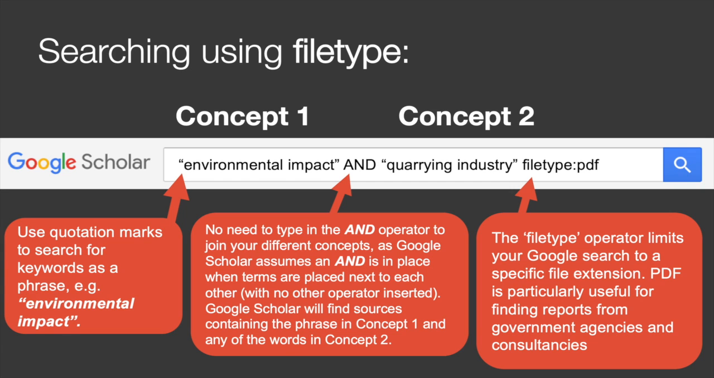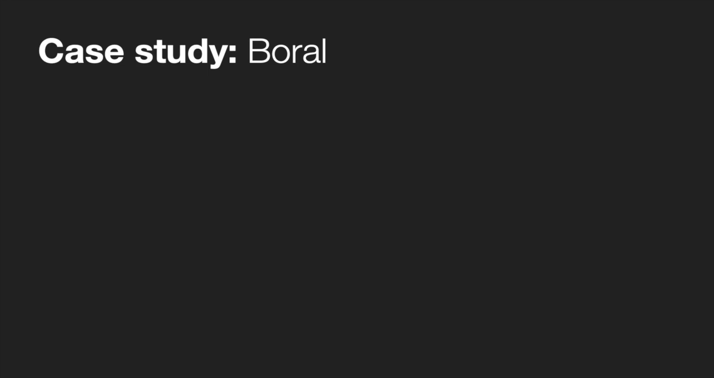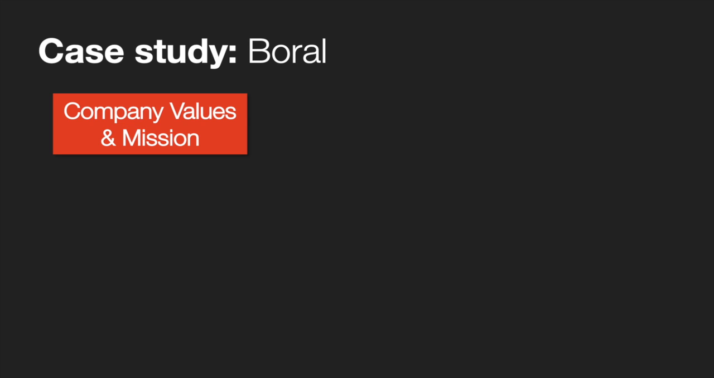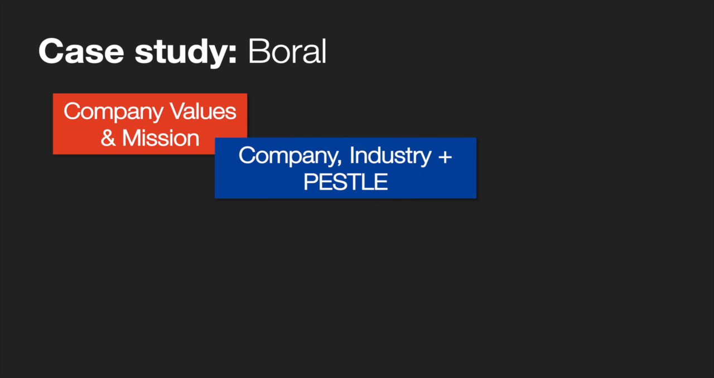You can also narrow for website using the same technique. Let's have a look at another case study of a business, in this case, Boral. To start with, I might do a Google search for Boral and look for its company values and mission. Once I've done that background searching, I'll have a better idea which databases I can search in to get company information, structure, financials, industry information, and then begin a PESTLE analysis.